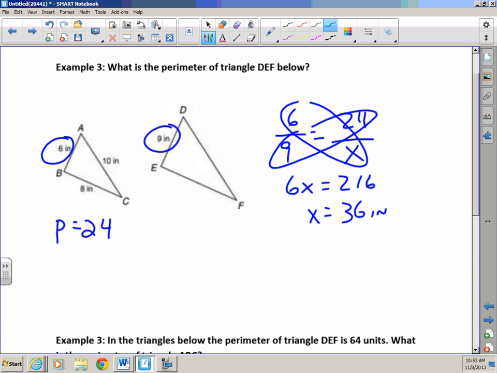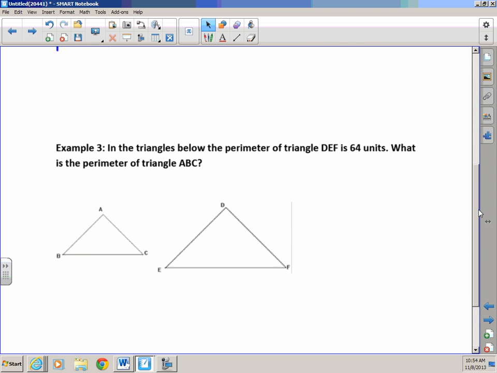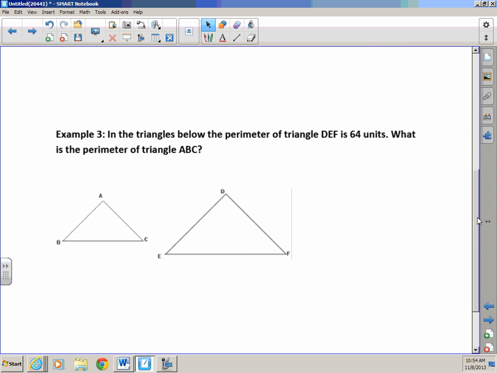Now, another strategy that could work in this example is I could have found the other 2 sides, this side here and this side here, by setting up proportions and then adding that result. But you'll see what I did was clearly the quicker way to do it. And you'll see from the next example where what I did above can only be done here.